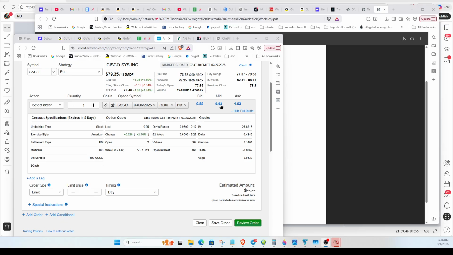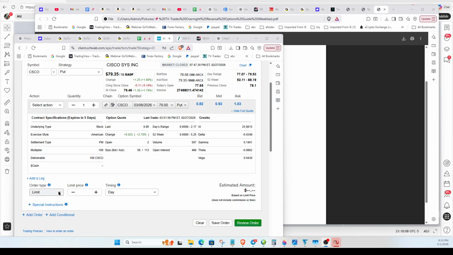Okay, so this is a Cisco again, right? And if you can't get a tight spread, like this has got a 20-cent spread. It's not great, but it's not horrible. But you could always put in a limit order above the mid and hope to get it. If you have good open interest and you have decent volume, you'll probably get that pretty often if you put the limit order in between here and there.